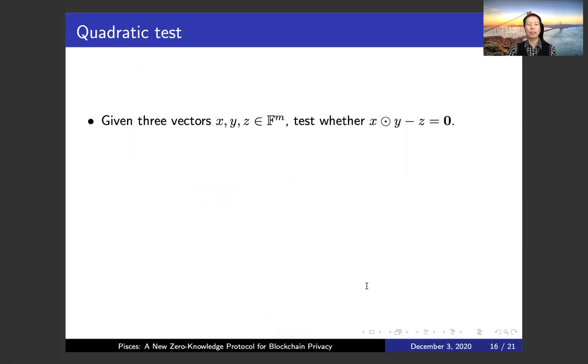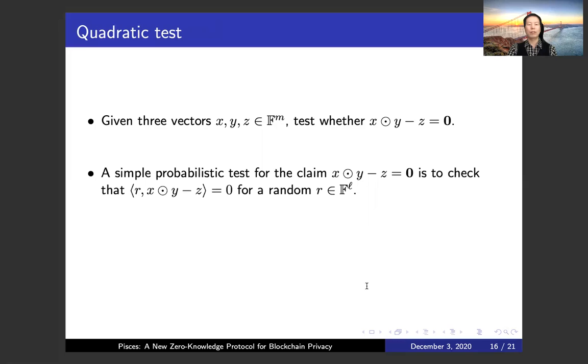Also, the quadratic test is: given three vectors x, y, z, test that x ⊙ y minus z equals 0. Also, the simple probabilistic test for this is to check that the inner product of r and x ⊙ y minus z equals 0 for a random r. Indeed, this is not true always. If this is not true, the soundness error is also 1 over the size of F, so this is also negligible.